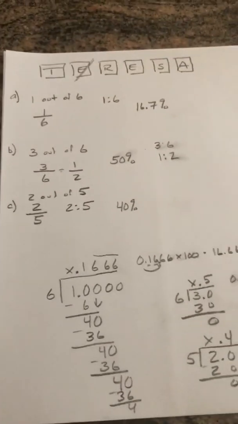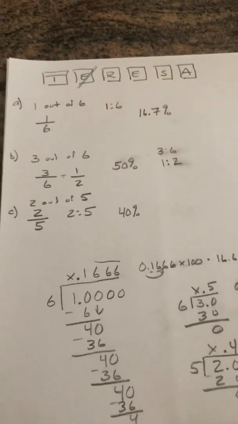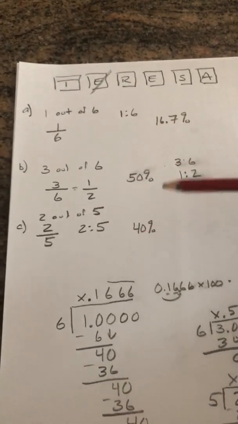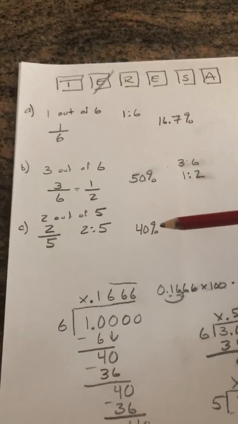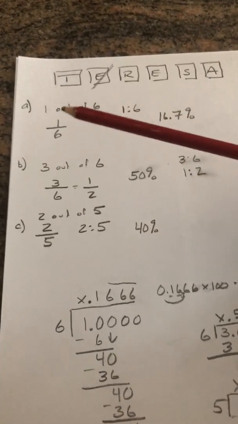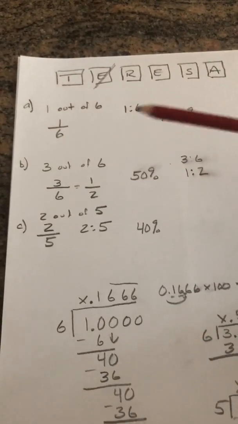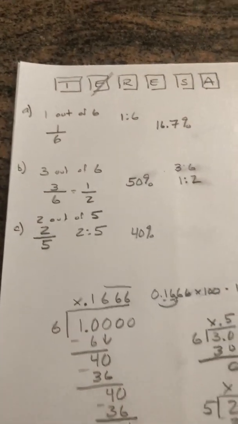So hopefully you found that solution helpful. Hopefully you came up with something similar. And again, there are multiple ways we can write probability or chance. We can write it as a statement, 1 out of 6. We could write it as a fraction. We can write it as a ratio. We can also write it as a percent.